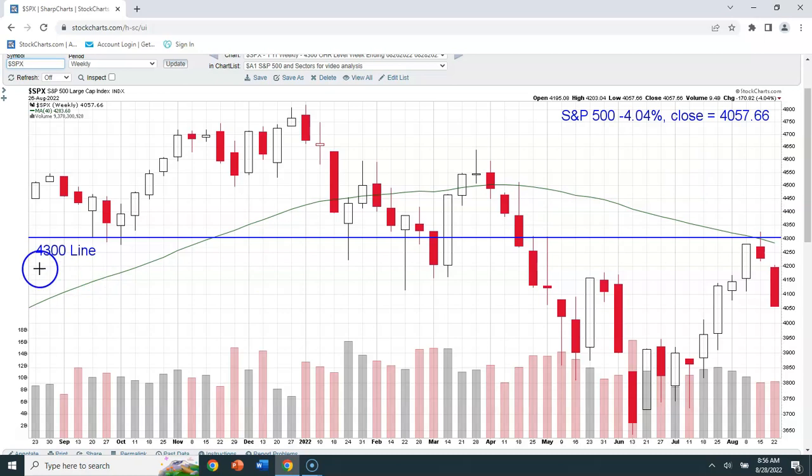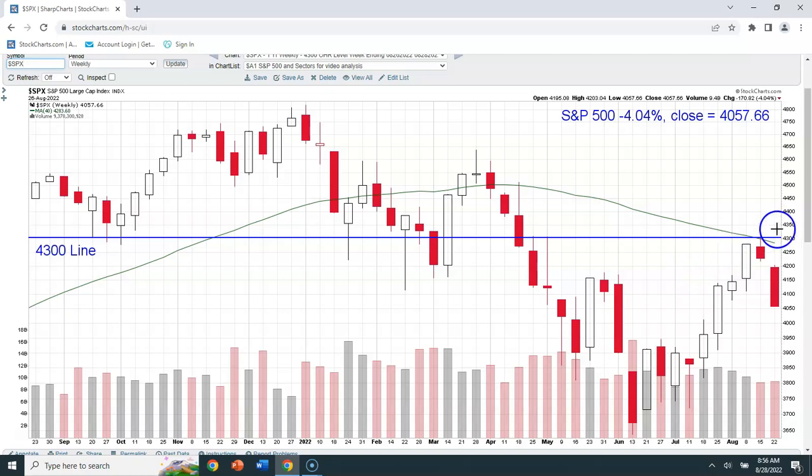Now, this 4,300 line, guys, has been an important overhead resistance line for quite a while on the S&P 500. Any of you that have been with me for any length of time know that I've pointed out that round numbers, things ending in a double zero, as an example, oftentimes are very important support and resistance levels on a stock or on an index. And this goes clear back to the work that Jesse Livermore did in the late 1800s, early 1900s. I learned that from reading his material. So these things have been going on for a long time, okay?